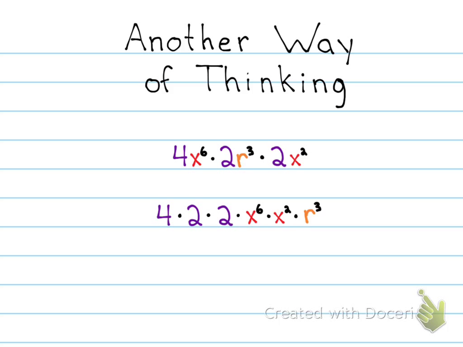So we're going to go ahead and do 4 times 2, which is 8, times 2, which is 16. And that'll give me x6 times x squared is x8. And I've got an r cubed that can't be combined. So there's my final answer here. And we can do a lot of this stuff mentally once we truly understand what we're doing. So let's take a look at doing a couple of these using mental math.